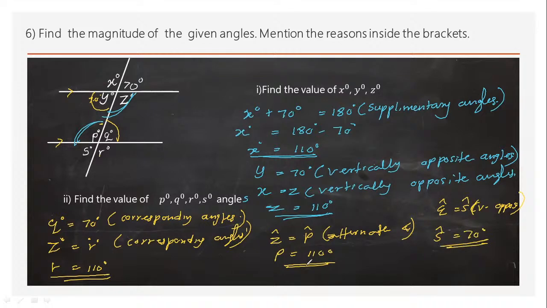In this way, when a transversal cuts two parallel lines, you can see the following angles: vertically opposite angles, corresponding angles, alternate angles, allied angles. Vertically opposite angles are equal. Alternate angles are equal. Corresponding angles are equal. Allied angles add up to 180.